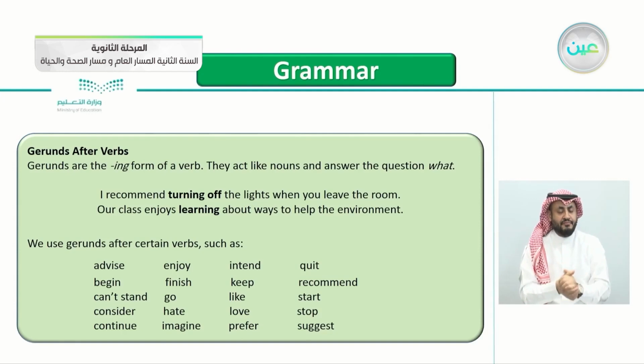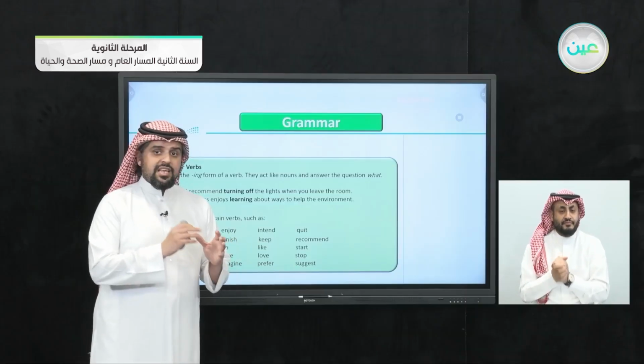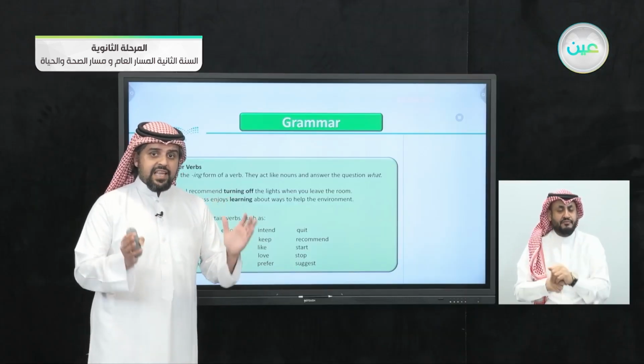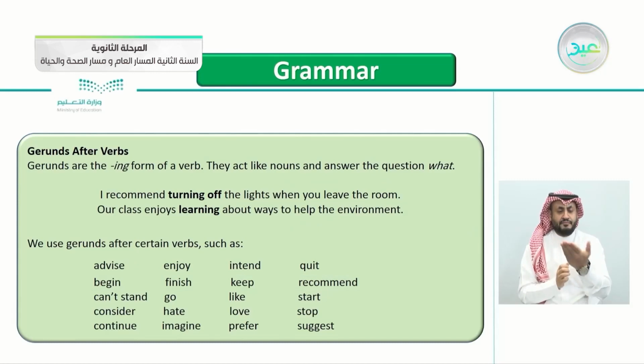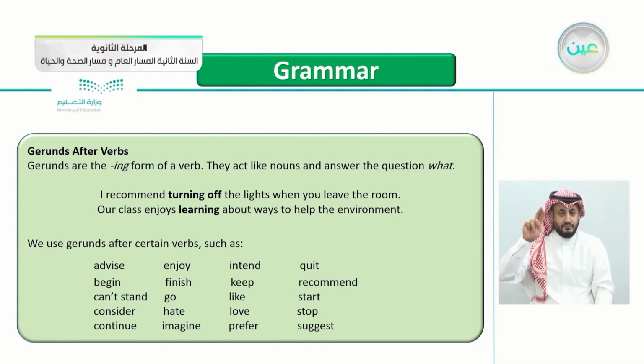So, gerunds after verbs. Gerunds are the ing form of a verb. They act like nouns and answer the question what. Again, gerunds are the form of the verb that ends with ing that acts as a noun, and it also answers the question what. Let's see some examples. I recommend turning off the lights when you leave the room. This answers the question: what do you recommend? You say, I recommend turning off the lights.